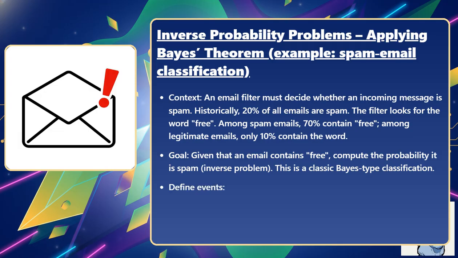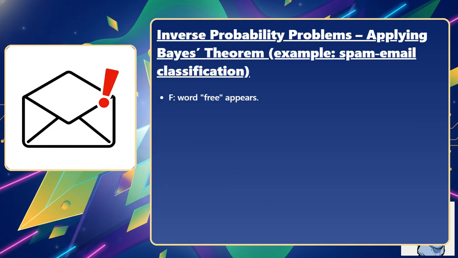Define events: S: email is spam, P(S) equals 0.2. Not S: not spam, P(not S) equals 0.8. F: word "free" appears. Conditional probabilities: P(F given S) equals 0.7. P(F given not S) equals 0.1.